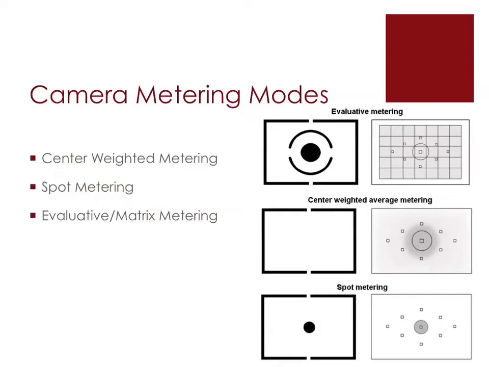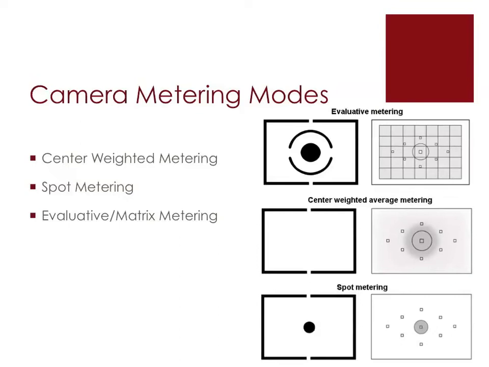So, center weighted metering. What that does is it looks at the whole picture that you're giving it, and it tries to measure the brightness and get that 18% gray, but it's going to give more weight to the center, like the middle 30% or something like that. I forget, but basically whatever's in the center gets more weight. The benefit of this setting is that it's predictable. Every single time it just goes for an 18% gray.